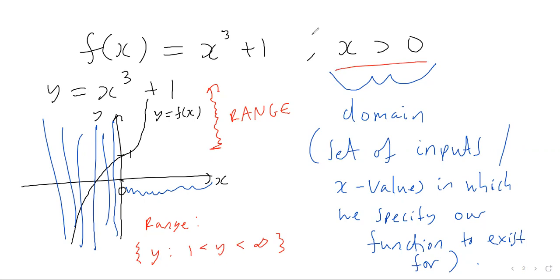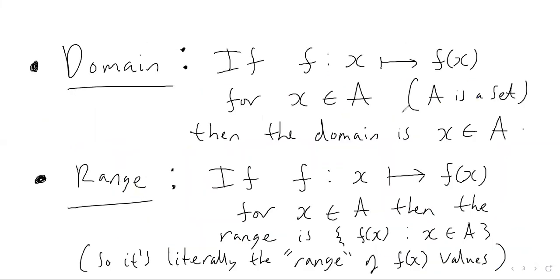So when x is bigger than 0, when that's our domain, so in this domain of definition over here on the positive x-axis, we get a range between 1 all the way up to infinity. So that's an example of what a range is. I've tried to formally write what we mean by a range and domain here.